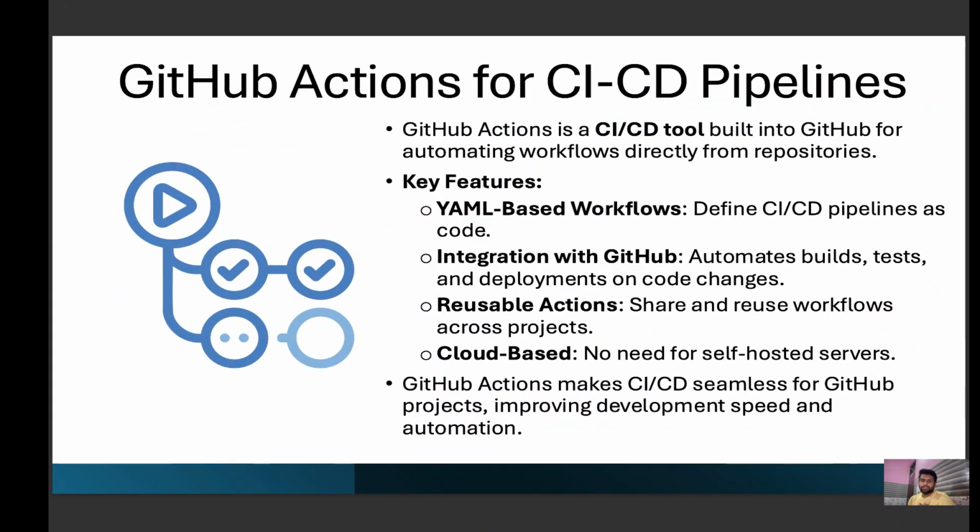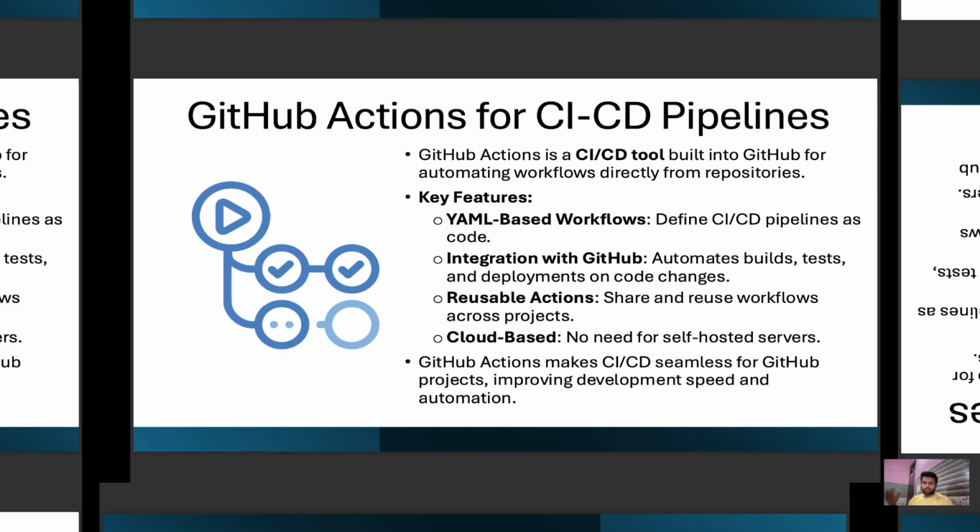Let's understand the key features of GitHub Actions. This is a YAML based workflow. So we are defining our CI/CD pipeline in YAML in a descriptive way. Integration with GitHub: it automatically builds, tests, and deploys on code changes. It is automatically integrated with GitHub, so you don't need to set up those things. Like in Jenkins, we first have to install Jenkins and then go ahead and connect different types of version control management like Bitbucket, Git, or GitHub.